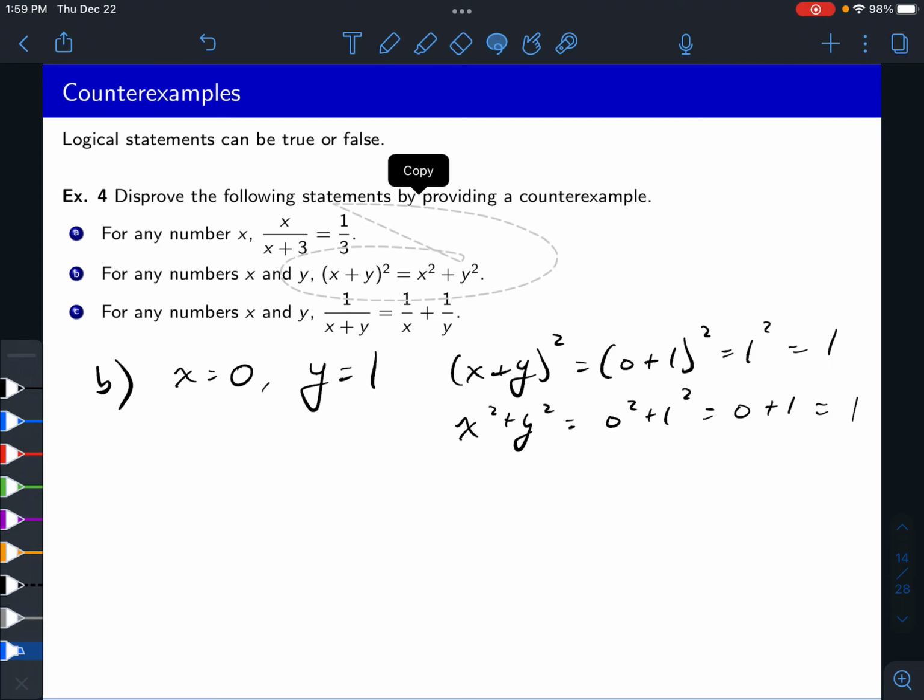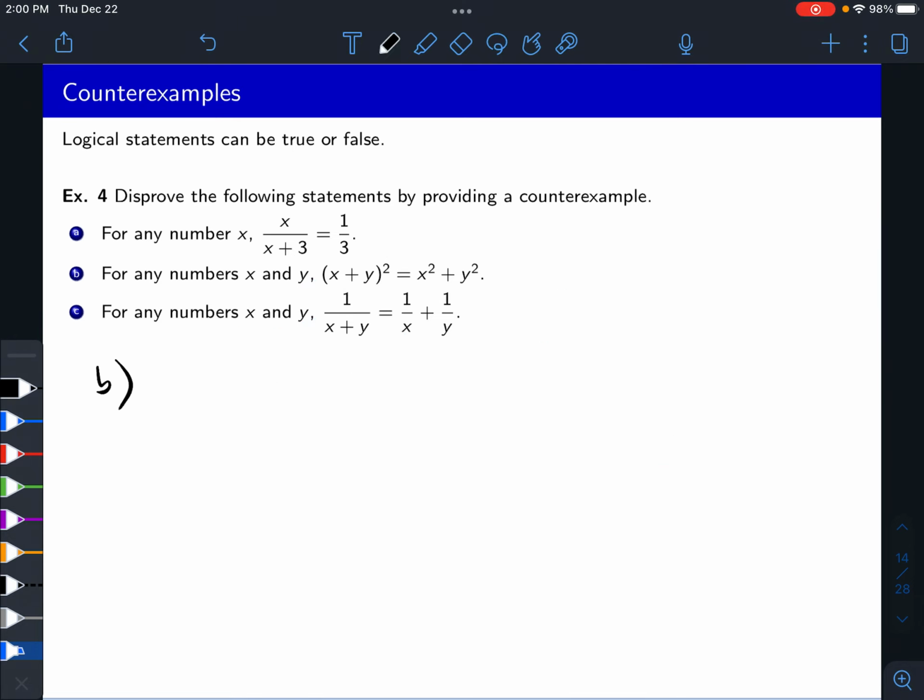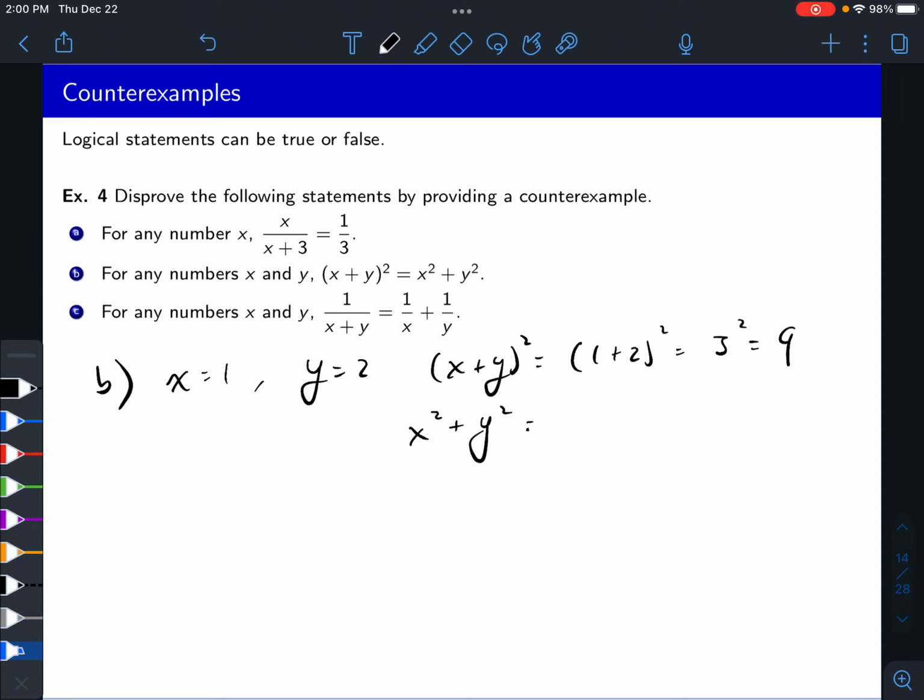So this is actually evidence to say that this is a true statement, right? But this is just not enough information to conclude anything. So what we have to do is actually pick different numbers. All right, so let's pick different numbers and see what happens. So let's pick x equals 1 and y equals 2. So if I have (x plus y) squared for 1 and 2, that would be (1 plus 2) squared. So that's equal to 3 squared, which is equal to 9. If I were to do 1 squared plus 2 squared, it's equal to 1 plus 4, which is equal to 5.